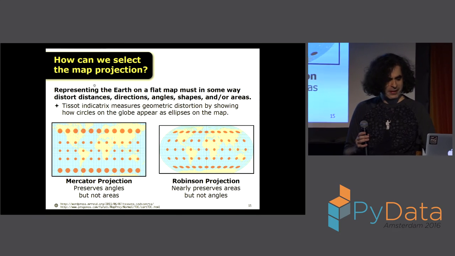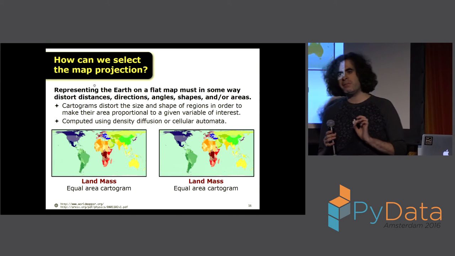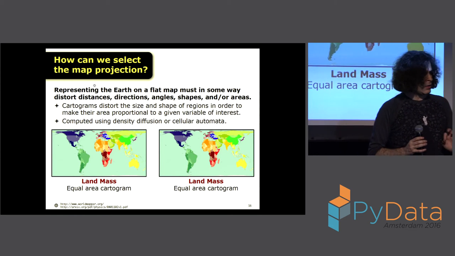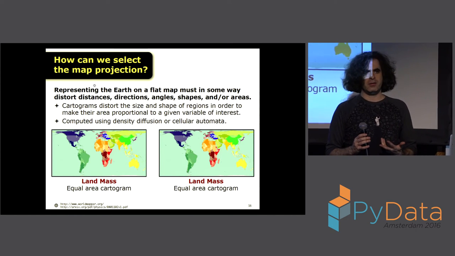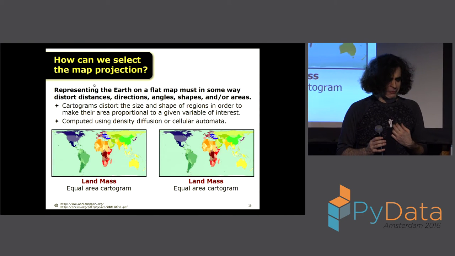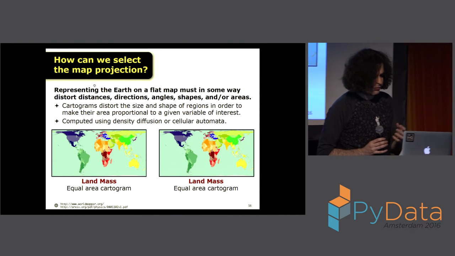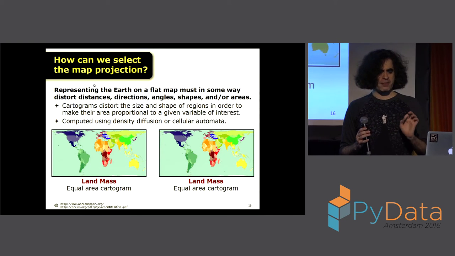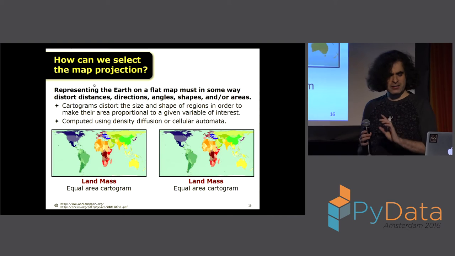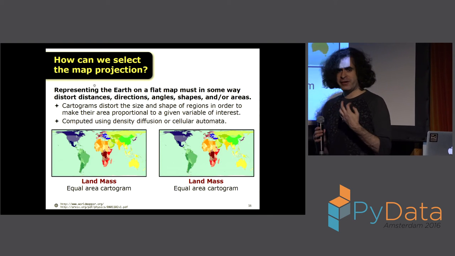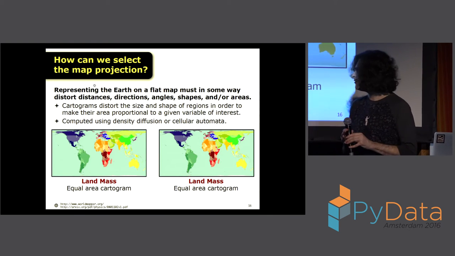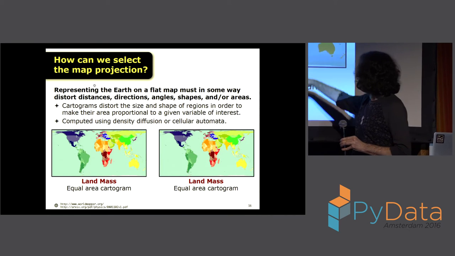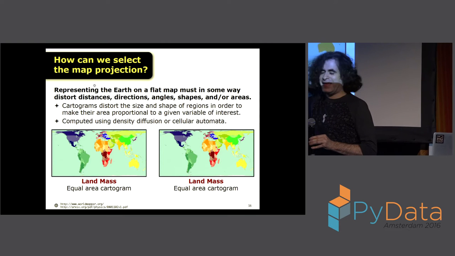But of course there's another way of thinking about this problem, and that is cartograms. And cartograms are what modern maps, I think, in a way should be, because cartograms proportion the size and shape of regions in order to make their area indicative of a given variable that you're trying to measure. So for example, here is equal area cartograms, and it's pretty clear that Africa is damn big.